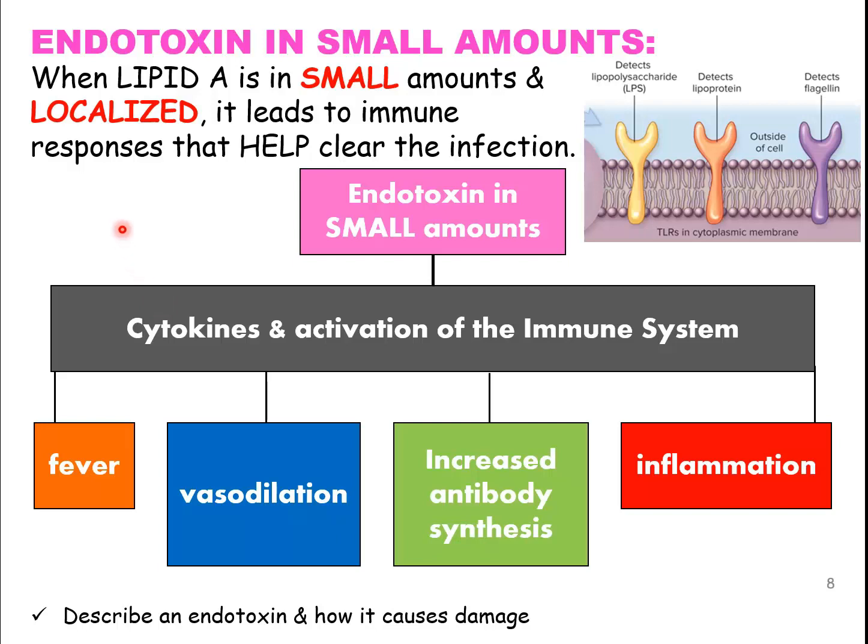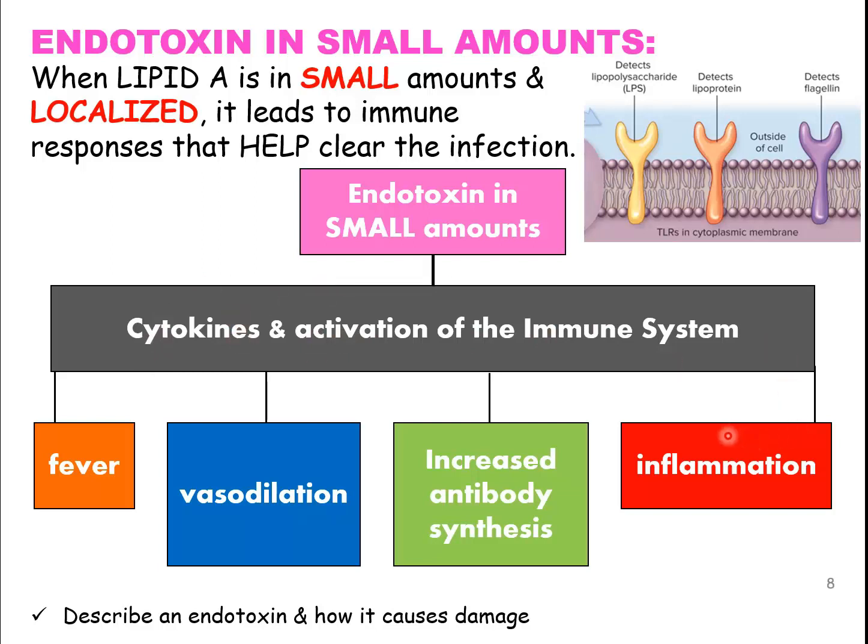When we discussed the immune system, we said endotoxin in small amounts is somewhat beneficial if it's a small amount and it's also localized, meaning it's not systemic or in the bloodstream. Because, remember, we talked about toll-like receptors and pattern recognition receptors, we don't have lipopolysaccharides, so that is going to stimulate the immune system. So we get cytokines, the immune system gets activated, so we get our immune response.